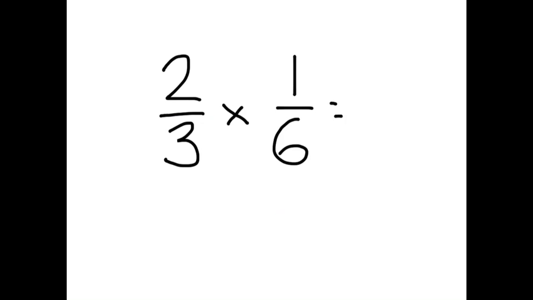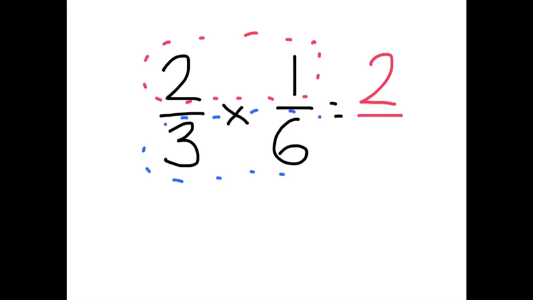Alright, here's another one. Same thing. We don't need to worry about common denominators like adding and subtracting fractions. What we only need to do is to multiply the numerators, so that's 2, then multiply the denominators, which is 18. So 2 out of 18.